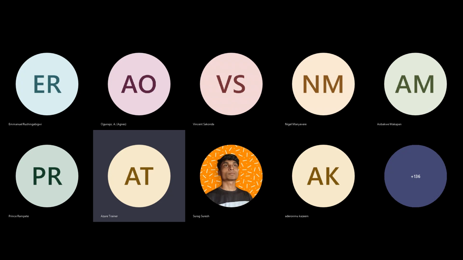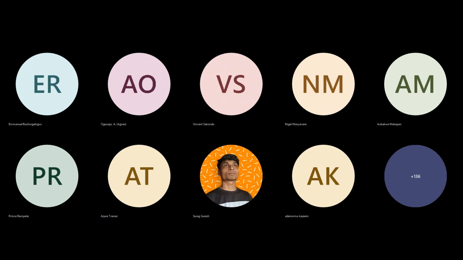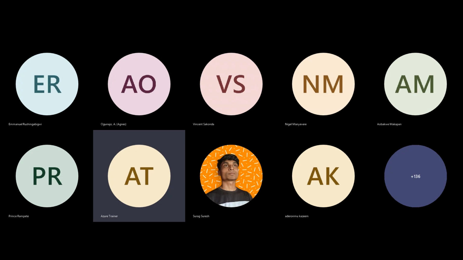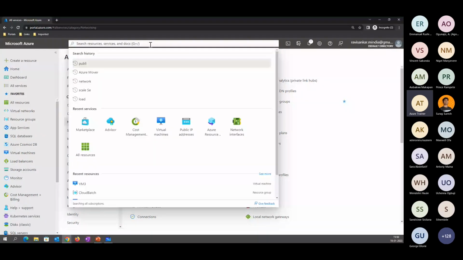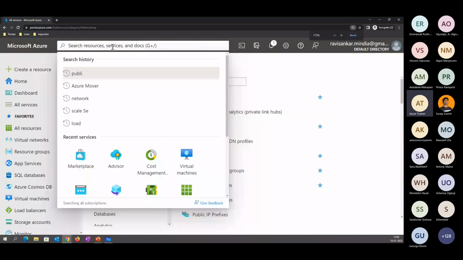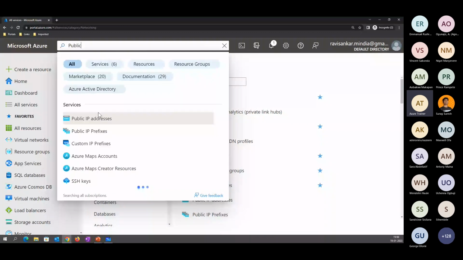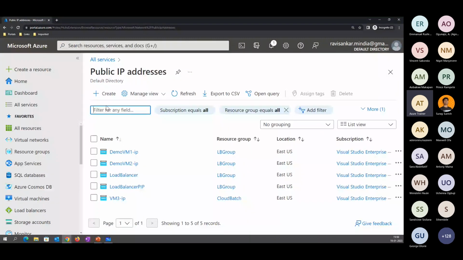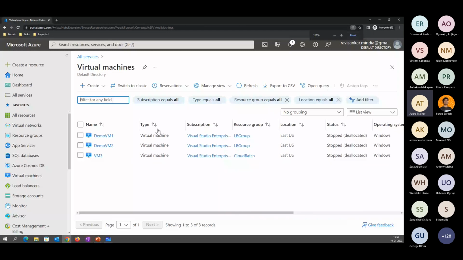There are different methods we can use in the cloud. One, a public IP address is a separate resource here. If someone wants to configure a public IP address, you can go directly to the marketplace here. There you can type public IP address and configure it directly. That's one method. The second method: along with your VM, a public IP address can be configured also.